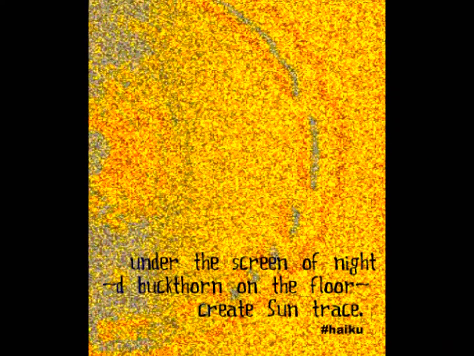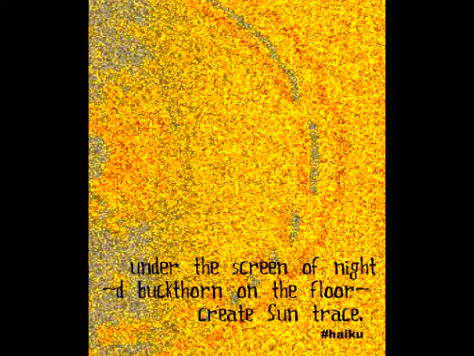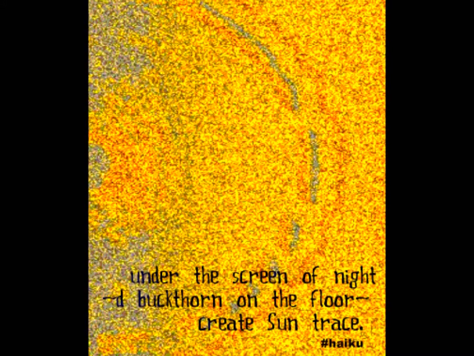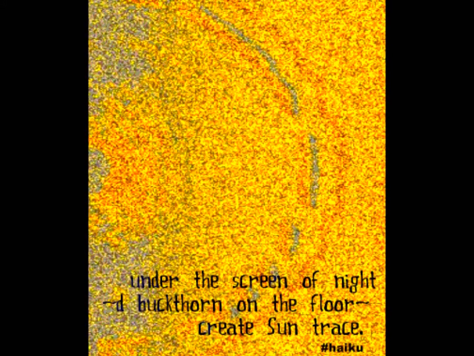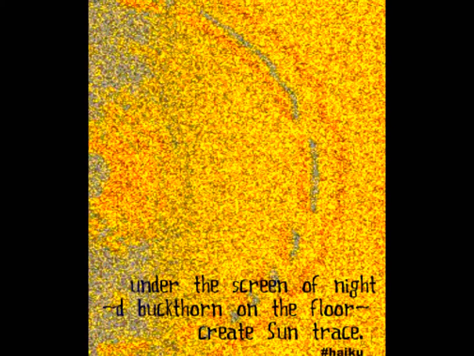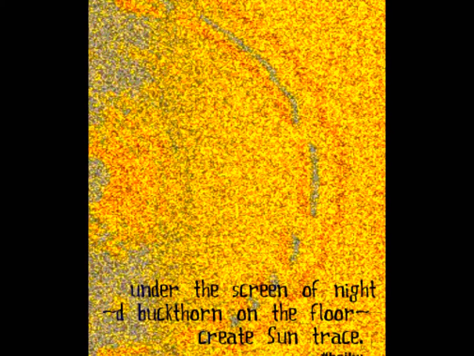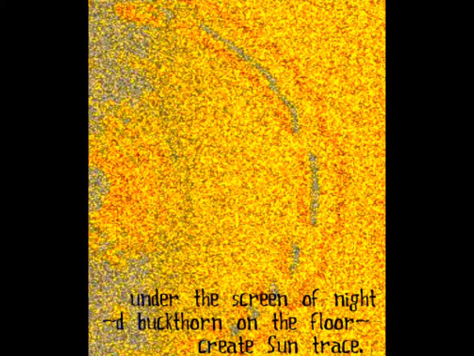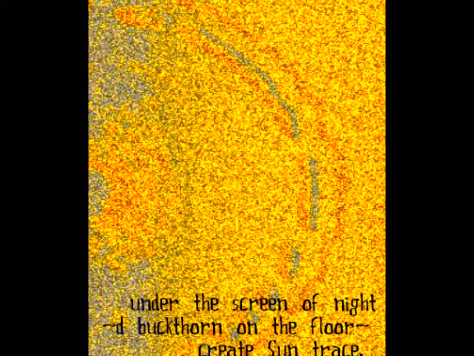Here are a few other examples that may help you get a better idea of the haiku you will be able to choose from. Under the screen of night, the book thrown on the floor. Create sun trace. This image is more of an abstract piece. You can't really tell what's going on until you read the haiku. A blind guess would be something about a sun.